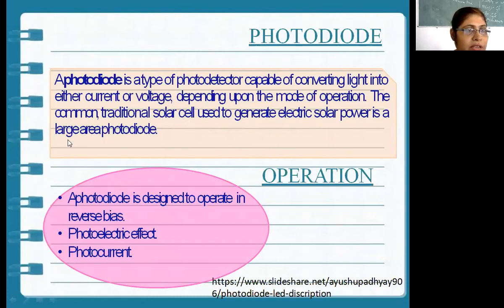This solar cell is actually a large area photodiode. And as we have seen, the photodiode converts the light energy into current or voltage depending upon the mode of operation. The photodiode is designed to operate in reverse bias. It works on the photoelectric effect. This generates photocurrent. That is, when light falls on this, the current is generated.